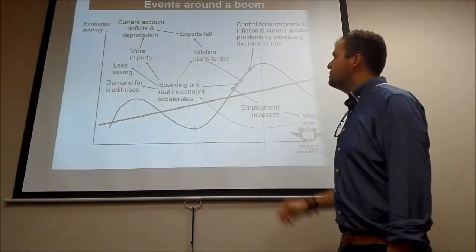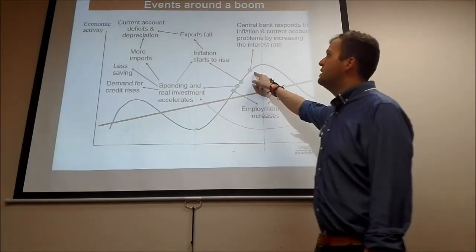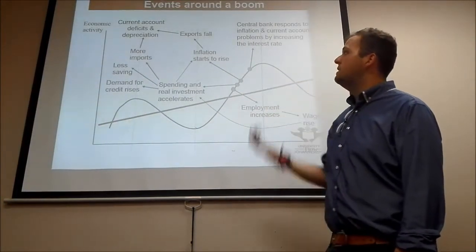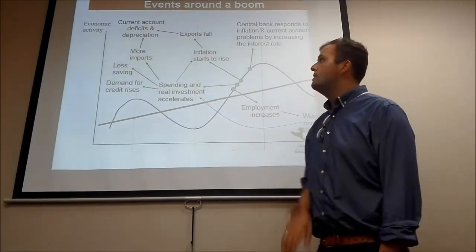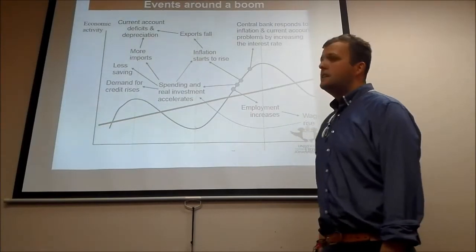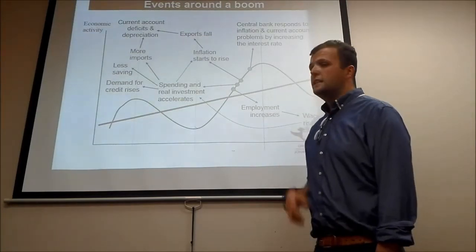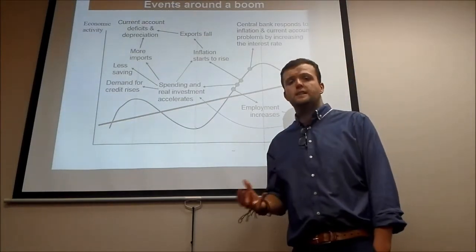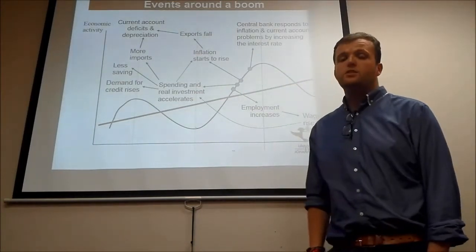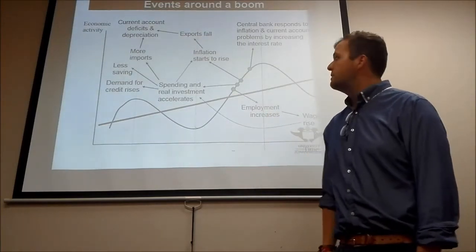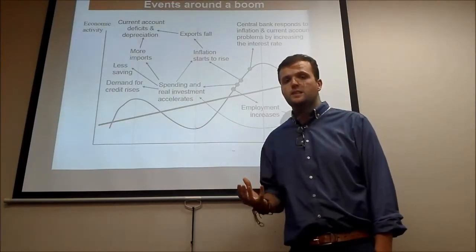You say, okay, I know exports are falling in this section because countries are importing more and I don't have to export that much. Current account deficits actually increase, and there's a depreciation of your currency. There's more imports because people have more money. There's more spending. There's more demand for credit, and there's less savings because people have more money to spend, so they save less, okay? And inflation starts to rise, and that's one of the main reasons why we have restrictive policies in a boom phase, but I'll get to that later on. So these are all the variables that change with the business cycle in a boom phase.